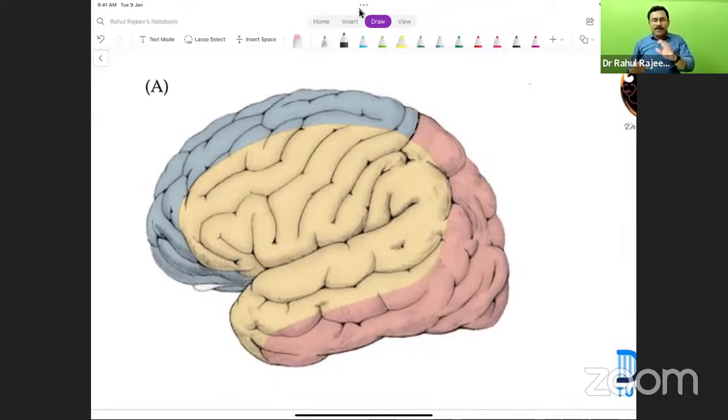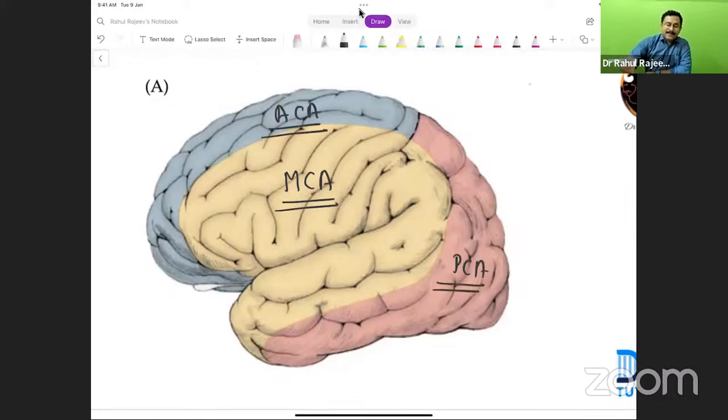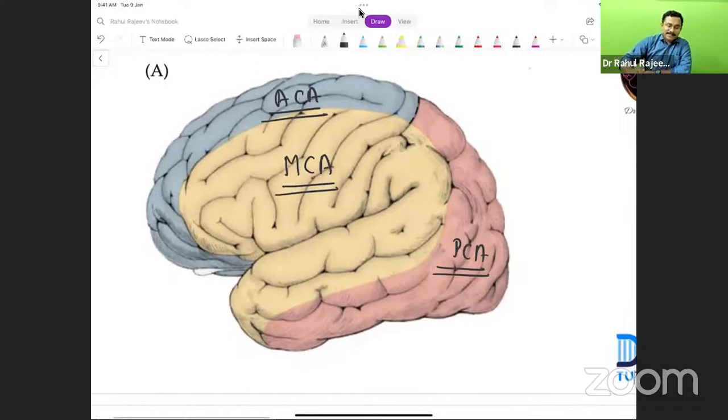Now, I'm just going to show you a few pictures of the cerebral hemisphere. So one is the lateral cerebral hemisphere. You are seeing a yellow color, blue color, and orange color. So that is the lateral cerebral hemisphere. Out of this, you see the large yellow region, which means the majority of the blood supply in that region is by a particular blood vessel. What is that blood vessel? This blood vessel is known as the middle cerebral artery. This one is the ACA, this one is the PCA. So MCA, ACA, PCA. These are the blood vessels in the lateral hemisphere.